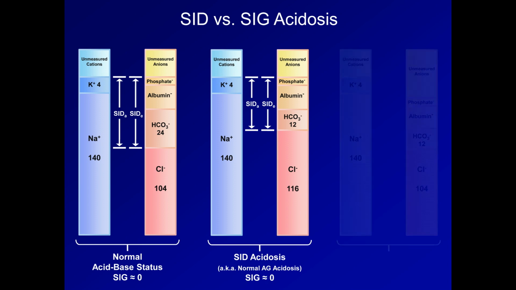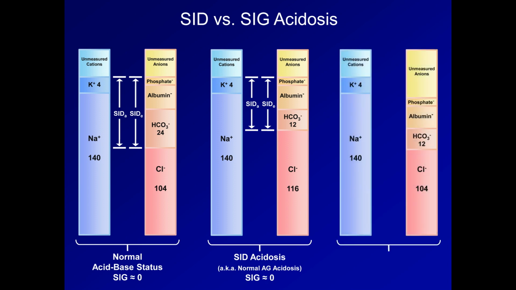In the last example, bicarb is low and unmeasured anions are high. Here is SID-A, which is sodium plus potassium minus chloride, and here is SID-E, which is bicarb plus negatively charged albumin plus negatively charged phosphate. These two values are no longer equal, the difference being the strong ion gap, or SIG. Thus, this is a SIG acidosis, which is analogous to an elevated anion gap acidosis.